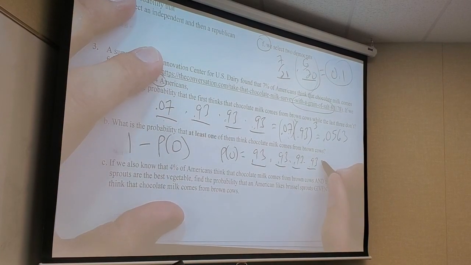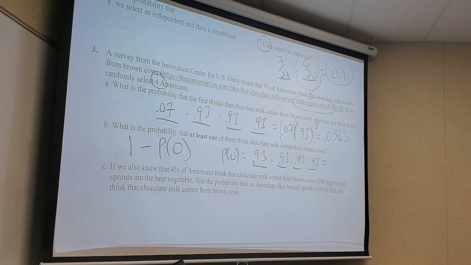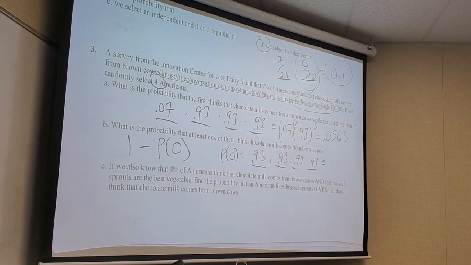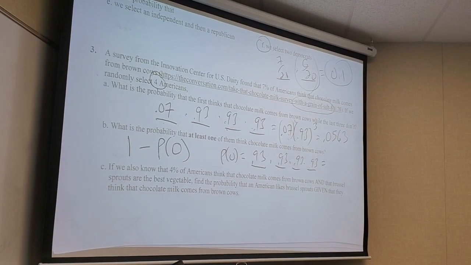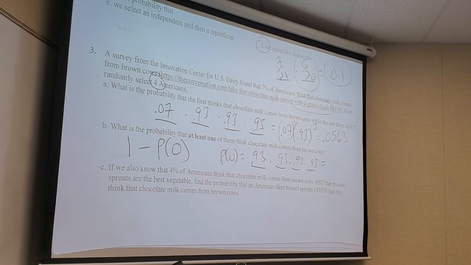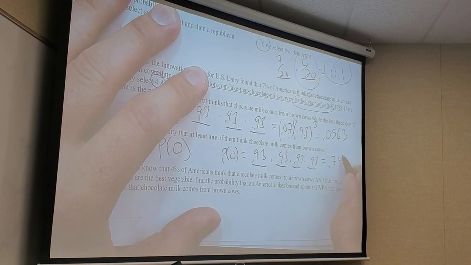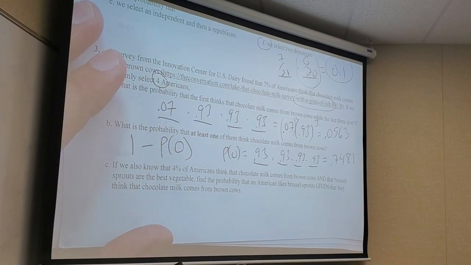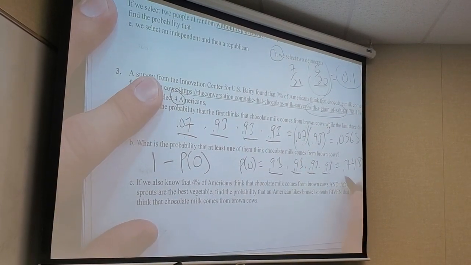Help me out. What is this? 0.93 to the fourth power is about 0.7481. So then the actual answer is going to be 1 minus that.